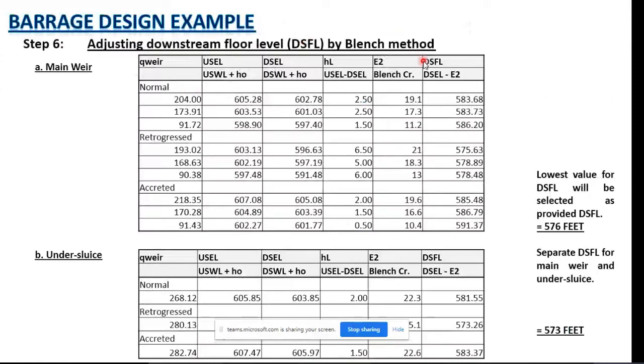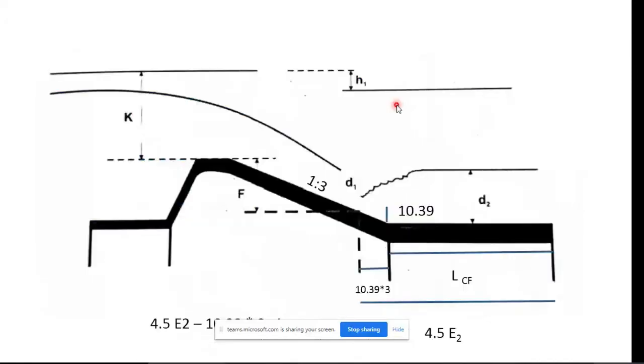The downstream flow level will be lower than the downstream energy level by E2. If this is the energy line, known as the downstream energy line, and the specific energy on the downstream side of the hydraulic jump is known, the downstream flow level will be downstream energy level minus specific energy. This is our downstream flow level.